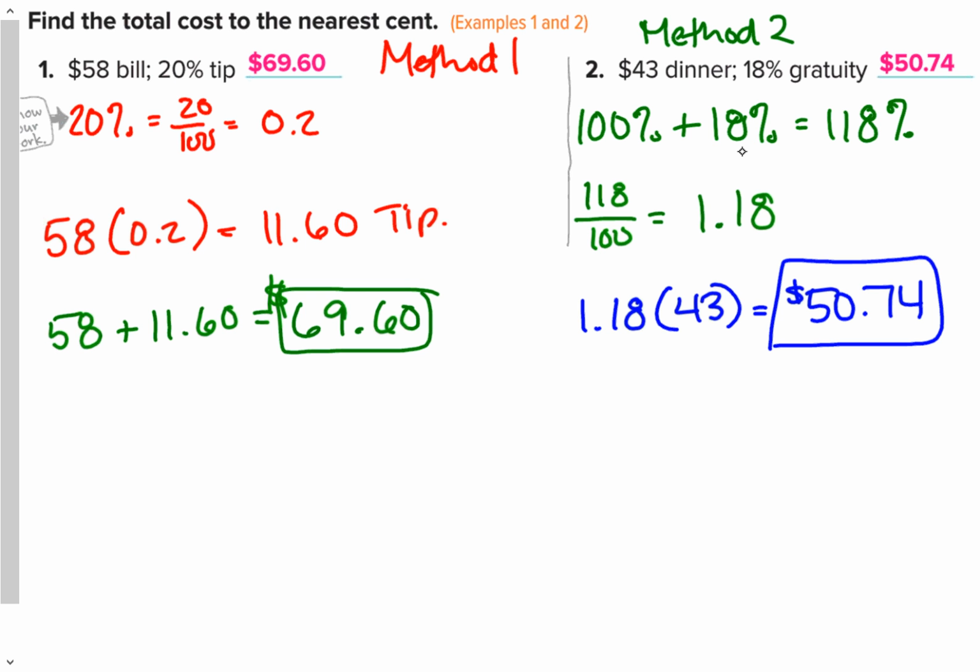Again, the only difference is that in method 1 you're finding the percentage and then adding it at the end. Here you're adding the percentage to 100 and then you just multiply it. So either way works. I prefer method 2, but either way works.